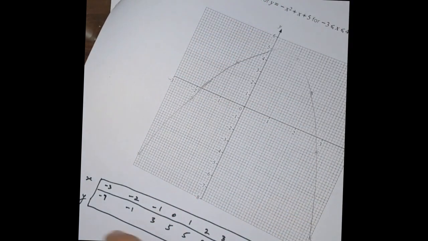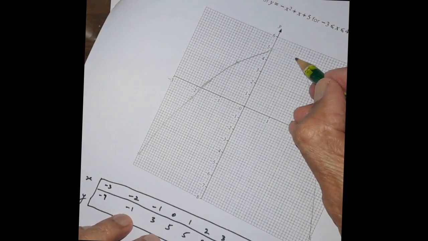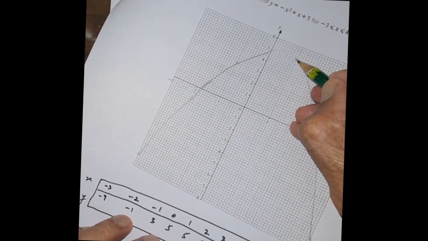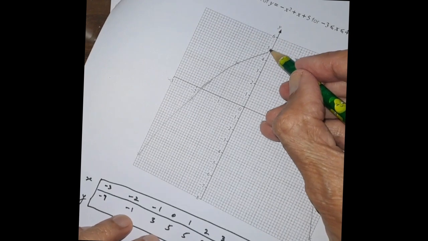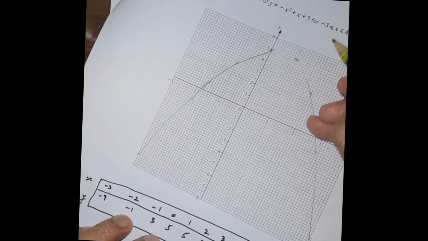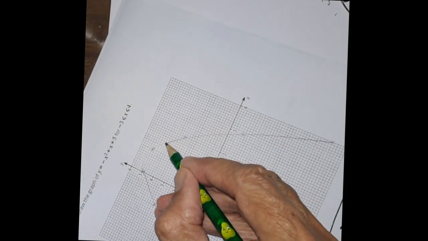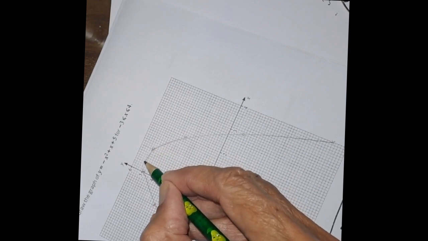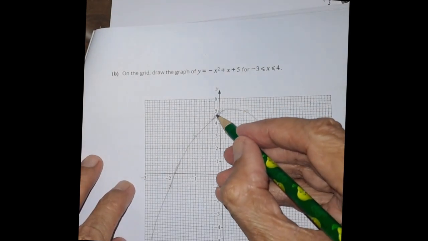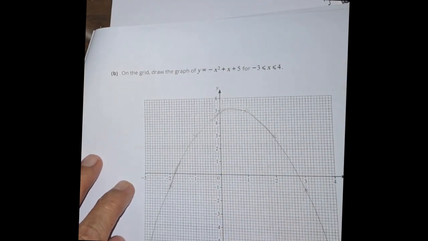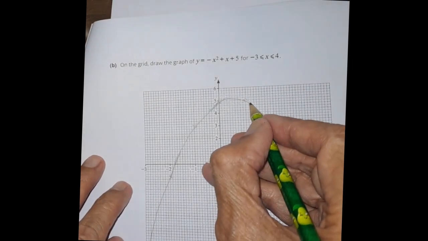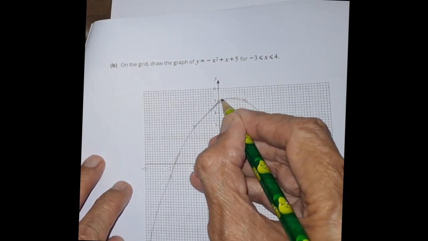here, and draw the point again, this one, and this one, and try to make the graph once again correctly. Here we are. We're almost done. A bit of curve like this.